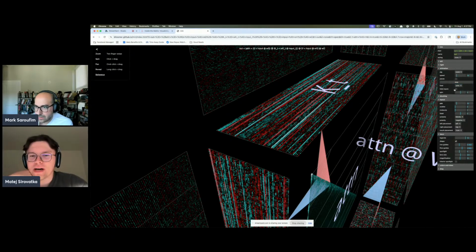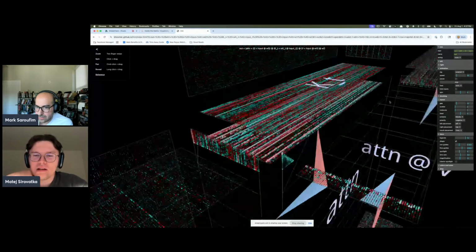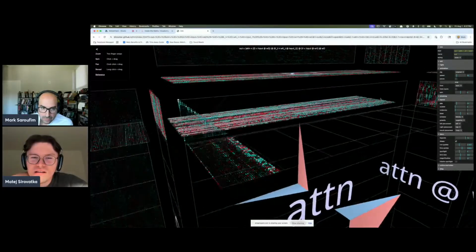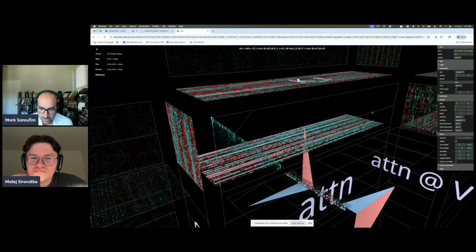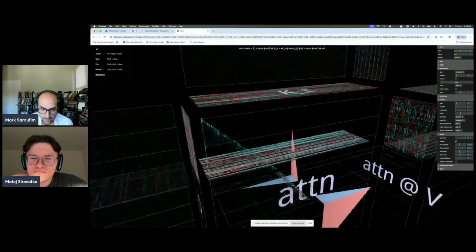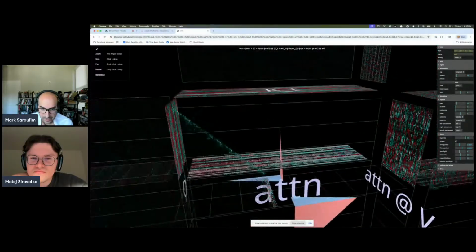We're looking at wrong patterns, by the way. What is going on here? Okay, my browser is lagging a bit, by the way.